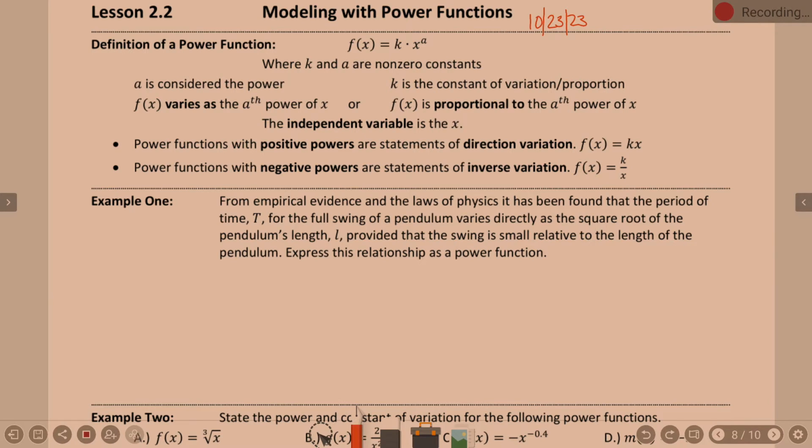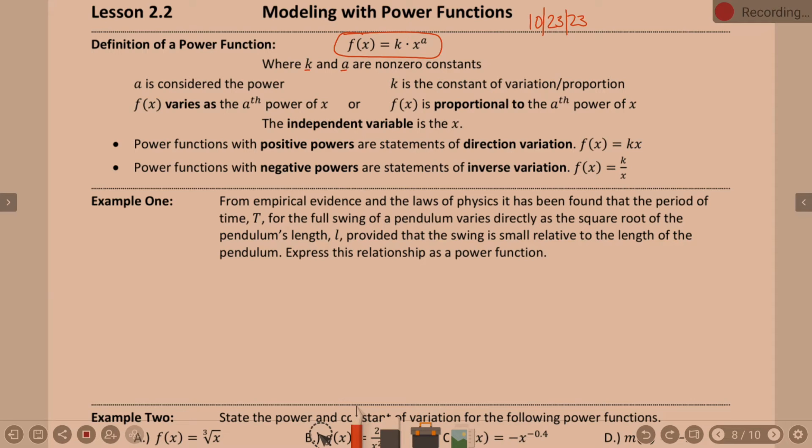But so, definition of a power function. A power function is of the form f of x equals k times x to the a. And note specifically it says there where k and a are non-zero constants. So that means k and a are numbers. Those numbers can be anything except 0. They can be positive, they can be negative, they can be whole numbers, they can be fractions, they can be decimals. Anything except 0 is your definition there.